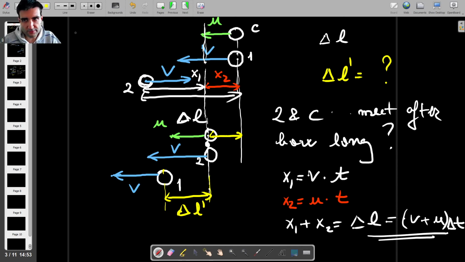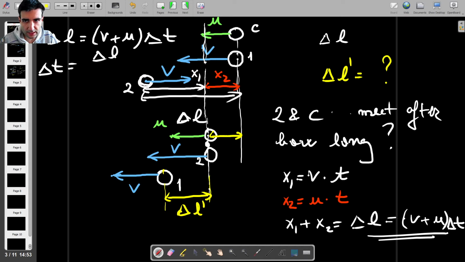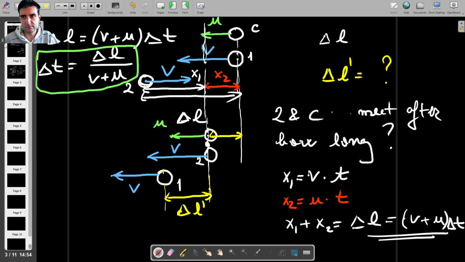Okay, so this is one thing we found out, which is the fact that delta L is v plus u times delta t, or if you want the time, delta t, of course, that's delta L over v plus u. So that's the time it takes for the second athlete to encounter the coach from the moment that the first athlete just turned backwards. Okay, so that is what this represents. The other thing to do now is to somehow find some kind of expression for delta L prime.